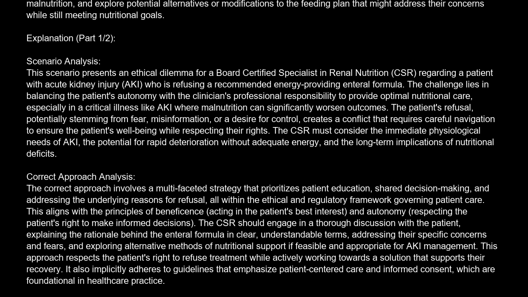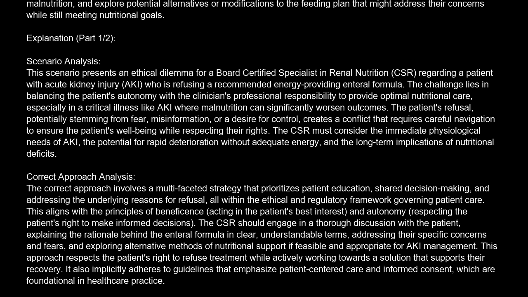Correct approach analysis. The correct approach involves a multifaceted strategy that prioritizes patient education, shared decision-making, and addressing the underlying reasons for refusal, all within the ethical and regulatory framework governing patient care. This aligns with the principles of beneficence, acting in the patient's best interest, and autonomy, respecting the patient's right to make informed decisions.